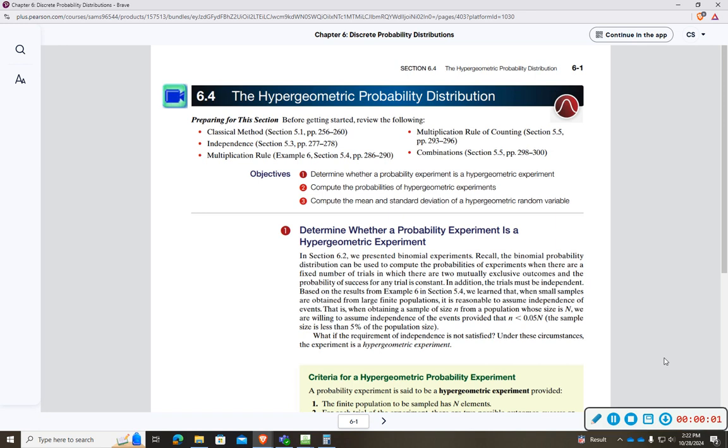All right, today we're going to be looking at the hypergeometric probability distribution. 6.4, we got three objectives. Determine whether an experiment is a hypergeometric experiment. We're going to compute the probabilities of a hypergeometric experiment, and then we're going to compute the mean and standard deviation of a hypergeometric random variable.